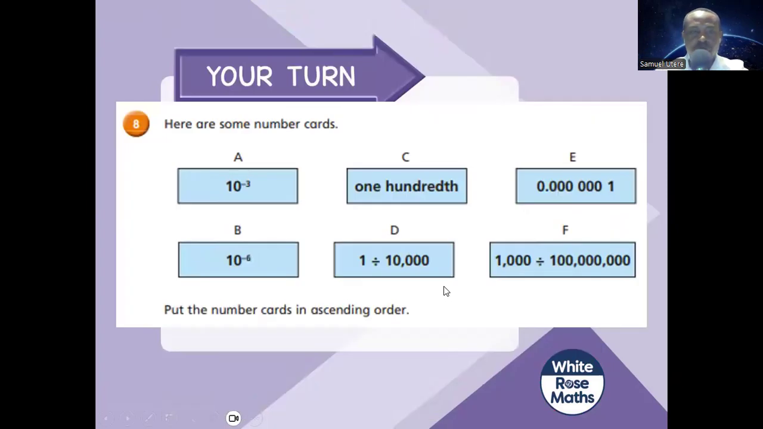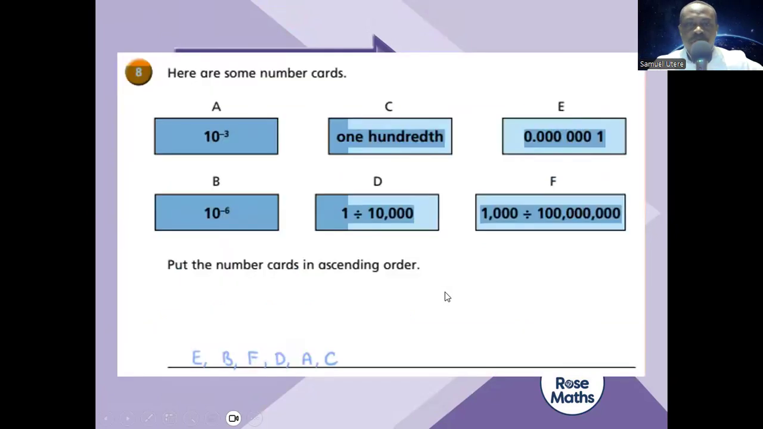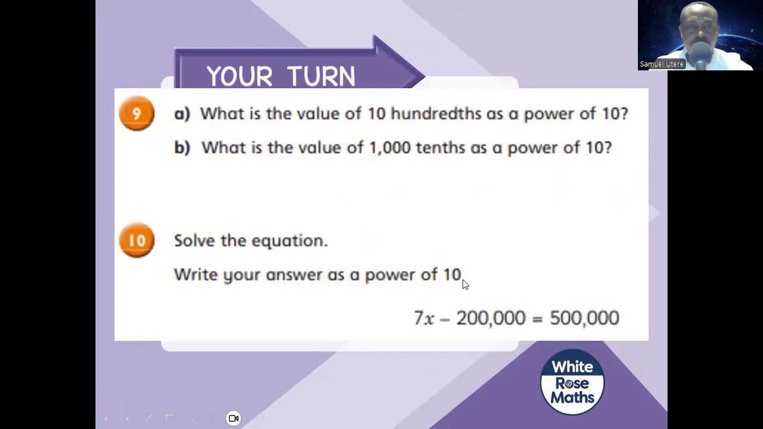Pause the video and answer question 8 in 2 minutes. Assuming you've paused the video, here is the answer. So you were told to put the number cards in ascending order. Ascending means increasing, so from the lowest to the highest. And here are the answers. Pause the video and answer questions 9 and 10 in 4 minutes.